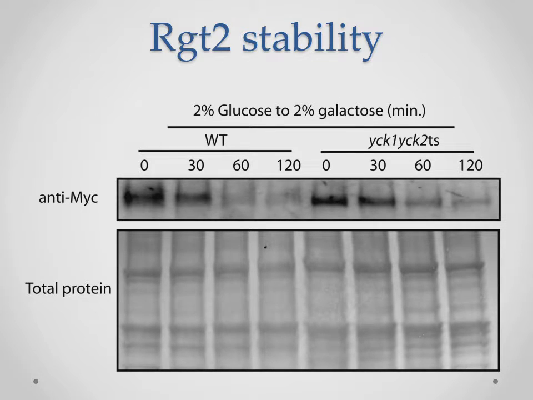The one thing we noted, and it's a little more difficult to see here, but it appeared as though the RGT2 species from these YCK-TS cells actually appeared to migrate slightly faster. So that was an immediate clue to us that possibly YCK was directly or indirectly phosphorylating RGT2.